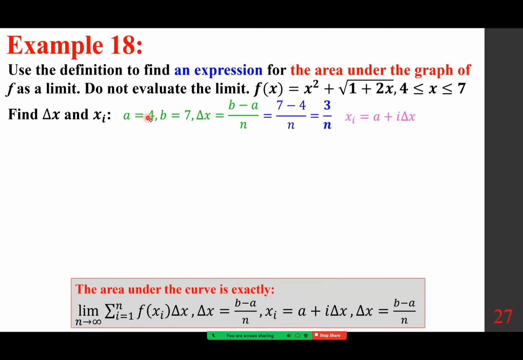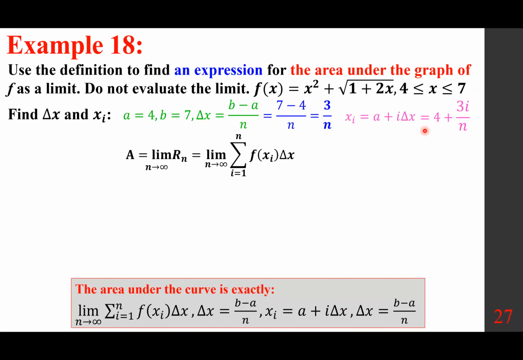x sub i is 4 plus i times 3 over n. So a is 4, this one times i. So that's where you have it. I'm showing you how to do the calculation with details.